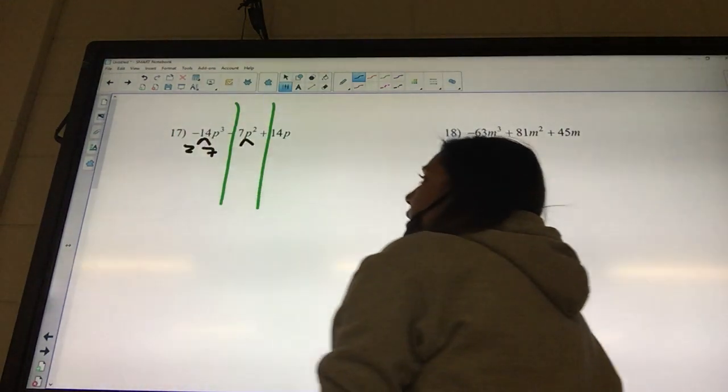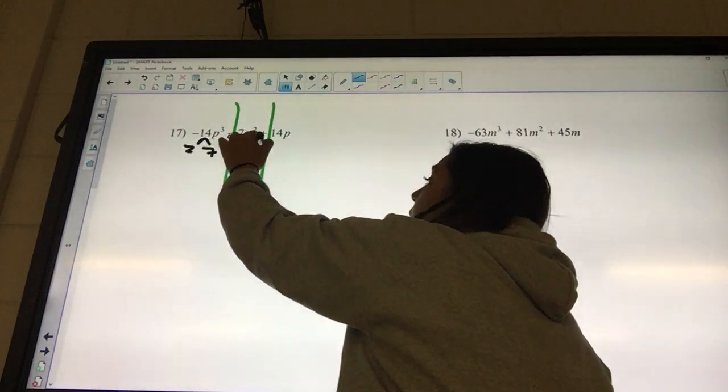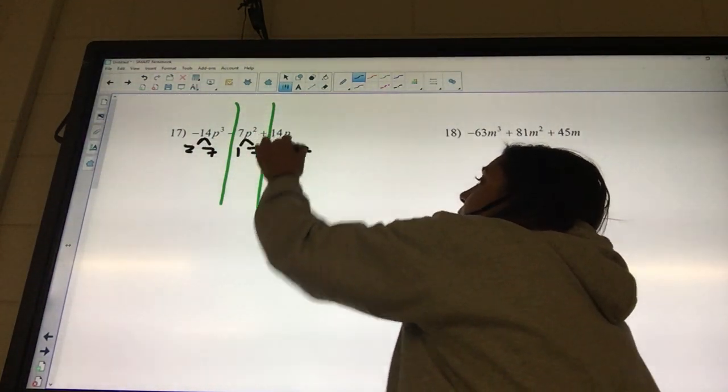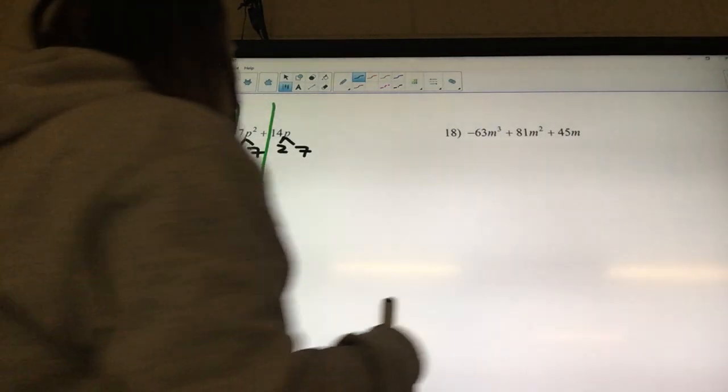What are some factors of 7? 1 and 7. And then we got 2 and 14 again. The rule on the back page is that, you know how on the front page we had 2 terms, so it had to have a 2 and a 2? It had to be in common. It had to have a 3 and a 3 on opposite sides of that green line. This has to be in all 3 of them. So what is a number that is in all 3 columns?